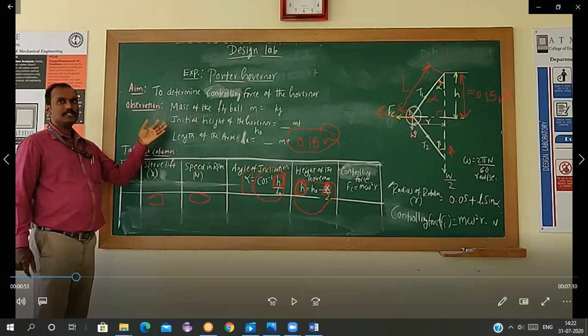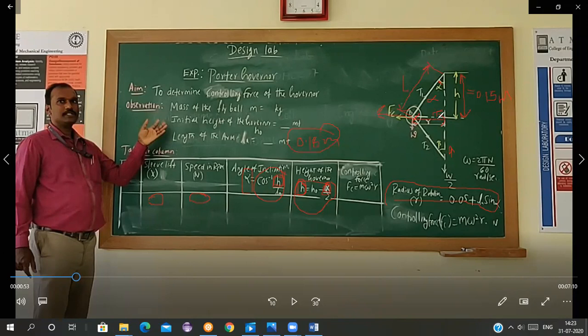By using this value of alpha, we are going to find out the radius of rotation. Here, the radius of rotation is 0.05 plus L sine alpha. So why L sine alpha? See, here there is L, h will be L cos alpha, and this radius will be L sine alpha. In this diagram, this is 90 degrees, and L, the length of the upper arm, is the hypotenuse. So the radius will be L sine alpha.